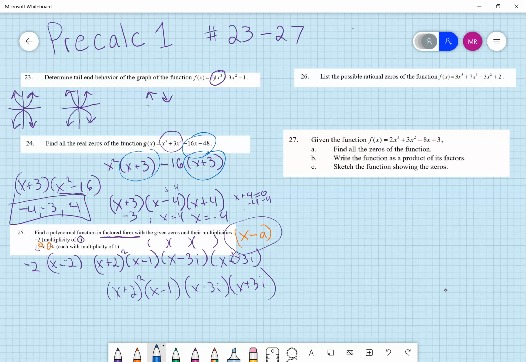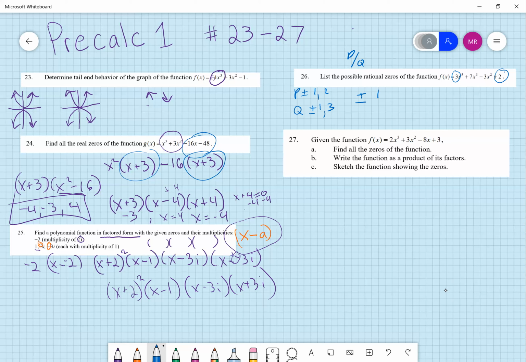Now, with this, we want to remember that it's p over q. P meaning the constant term, and q is the leading coefficient. We put the factors of that together. So the factors of p are positive and negative 1 and 2. And then the factors of 3, our coefficient there, q, are positive and negative 1 and 3. So we're going to list these out with a big old plus or minus out front.